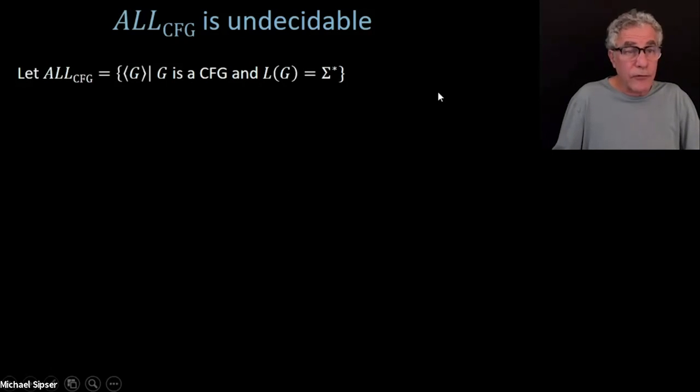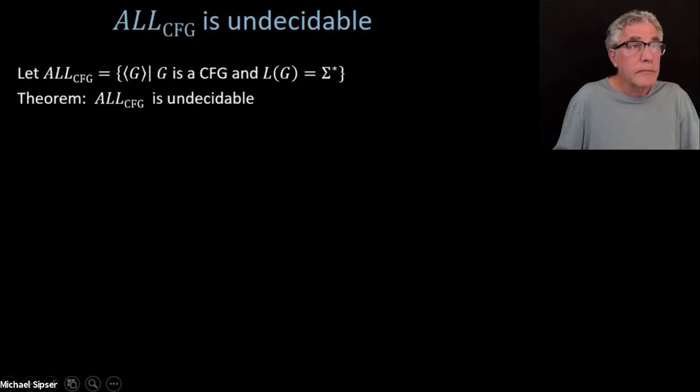So if you remember, for context-free grammars, we had the ECFG problem, the emptiness problem. We showed that was decidable. So testing whether a context-free grammar's language is empty is decidable. However, testing whether a context-free grammar's language is everything, whether it's equal to sigma star, that turns out to be undecidable. Okay, so emptiness testing for context-free grammars, decidable. Sigma star testing, undecidable.